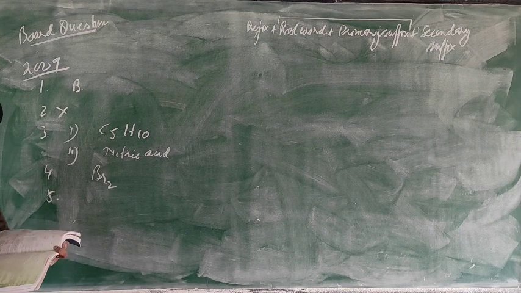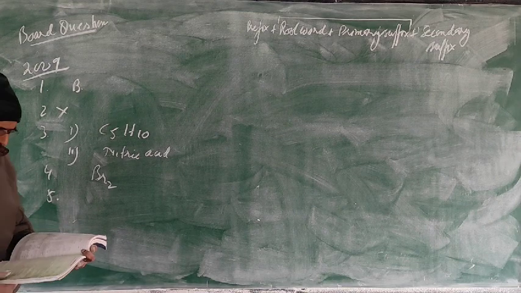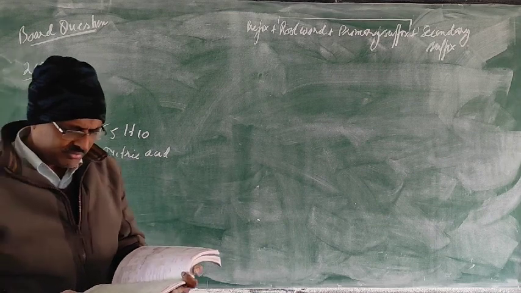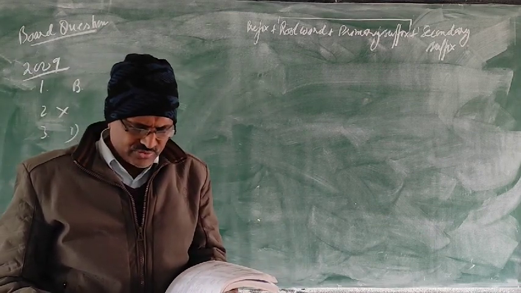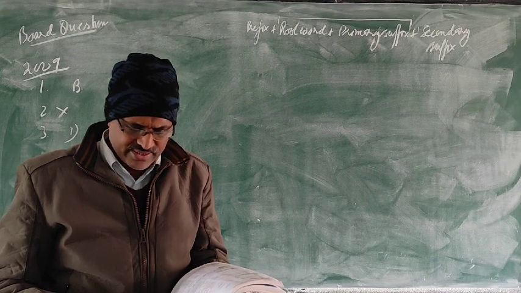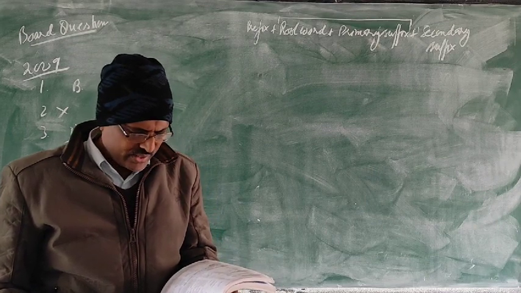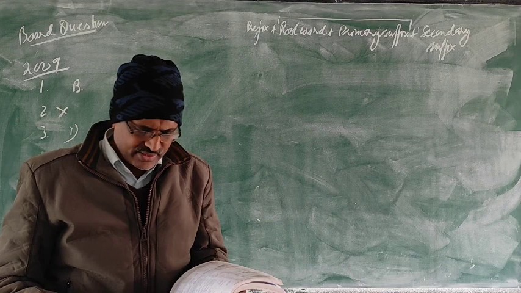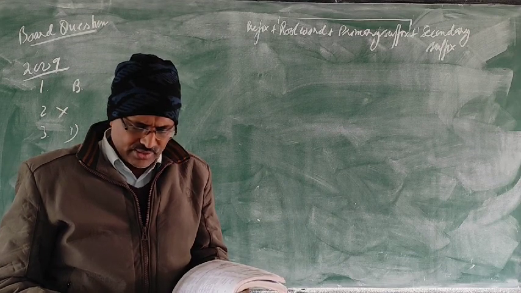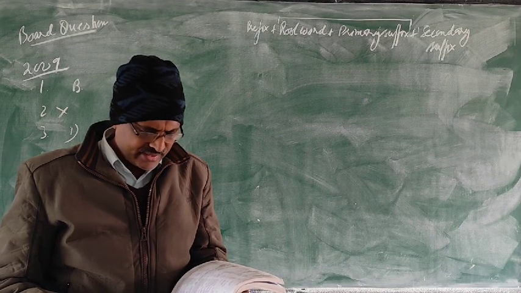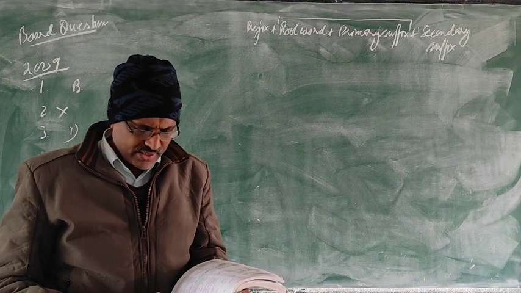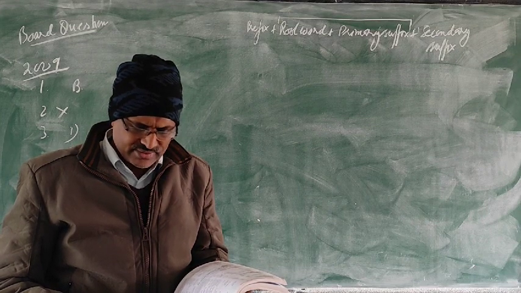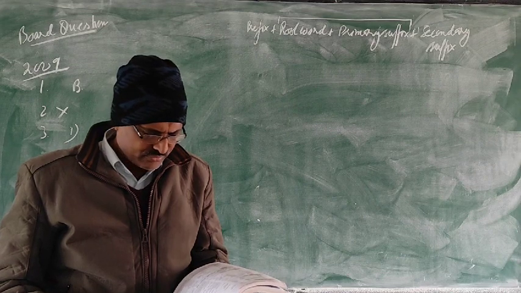Then the fifth one, fill in the blanks with the correct word from the bracket. So just mark in your book. Generally ionic compounds exist in solid state. Melting and boiling points of covalent compounds are generally low. The general formula of alkane is CnH2n plus 2. For alkynes, the general formula is CnH2n minus 2.